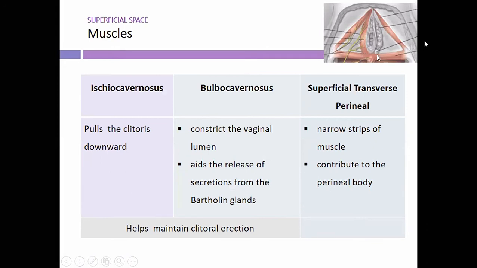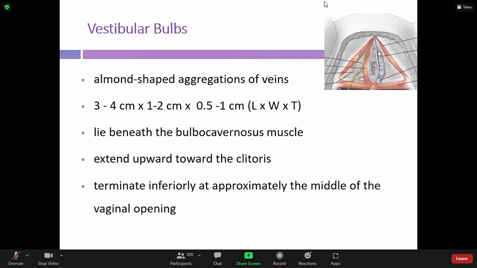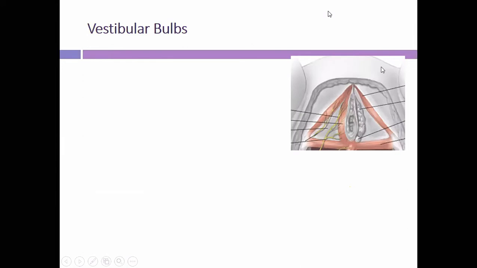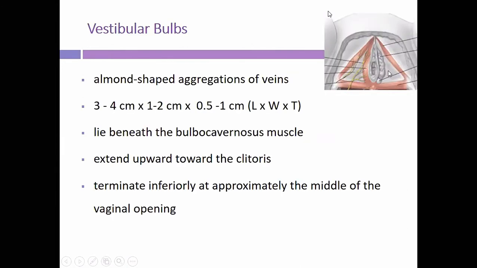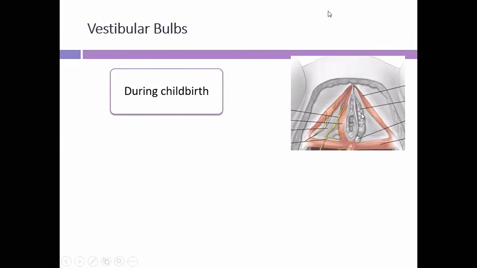Another muscle is the superficial transverse muscle, and this contributes to the perineal body. Now, another structure in the superficial layer of the anal triangle is the vestibular bulb. This is an aggregation of vessels, and this is lying beneath the bulbocavernous muscle. Now, what is the significance of this vestibular bulb? This is an aggregation of veins.